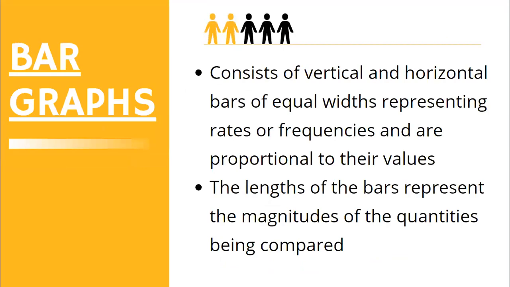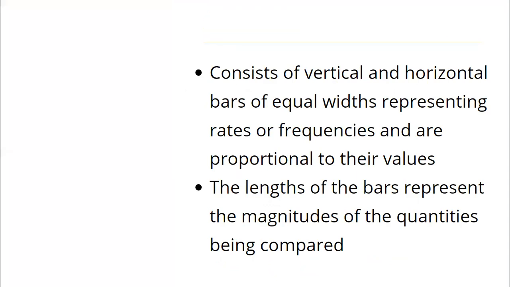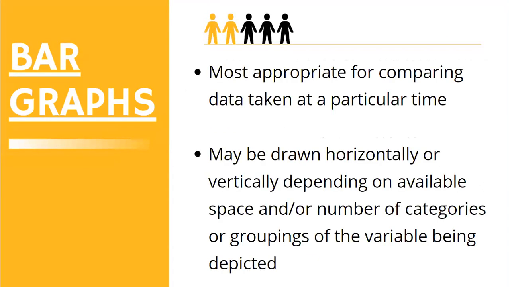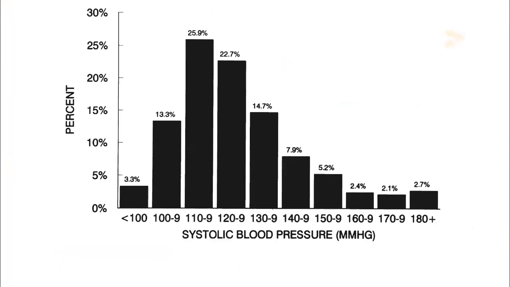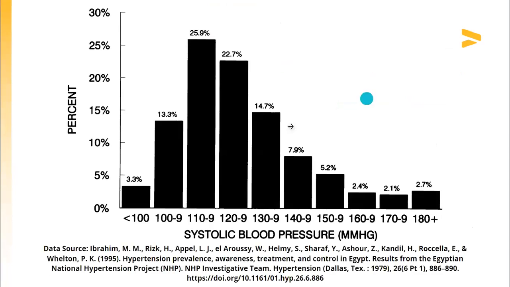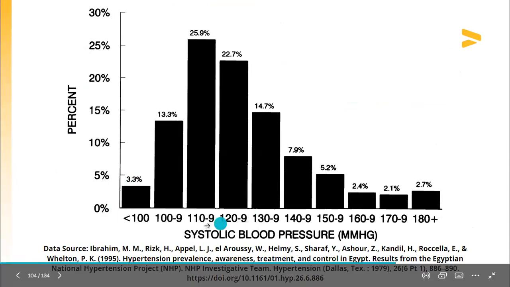And then we also have bar graphs consisting of vertical and horizontal bars of equal widths. The length of the bar represents the frequency or the magnitude of the quantities being compared. This is most appropriate for comparing data taken at a particular time, and may be drawn horizontally or vertically depending on available space. So this is an example of a bar graph. The horizontal and vertical axes are labeled.